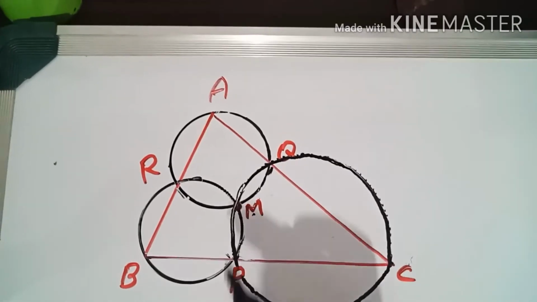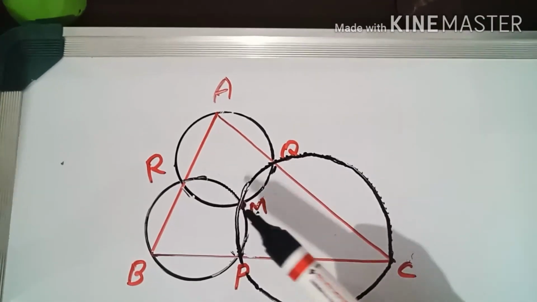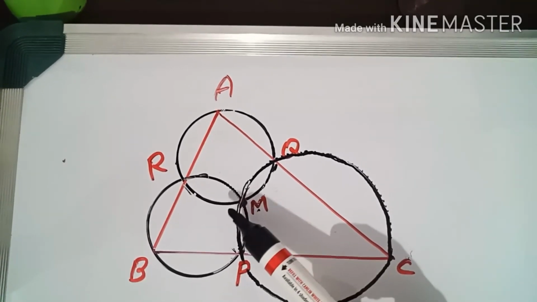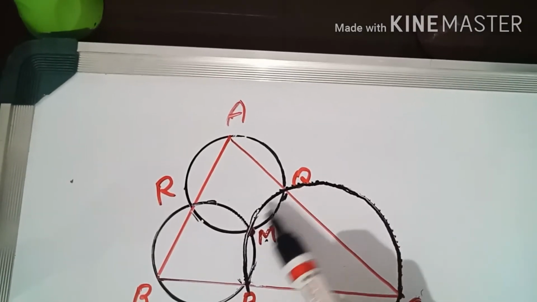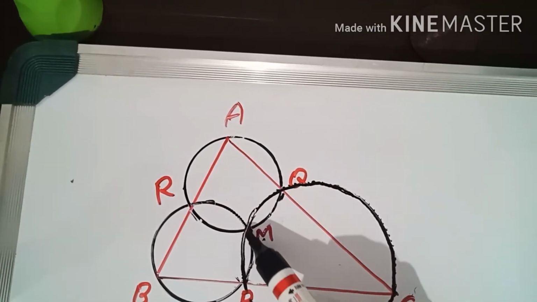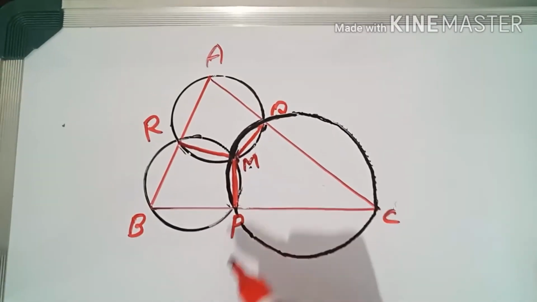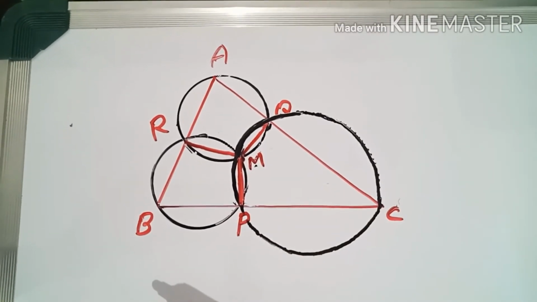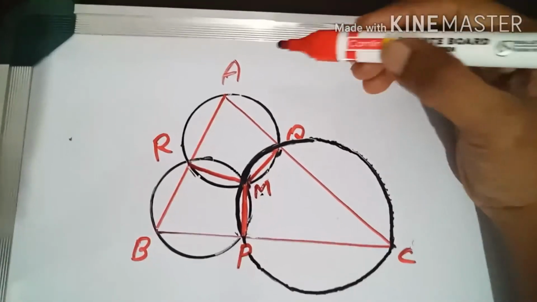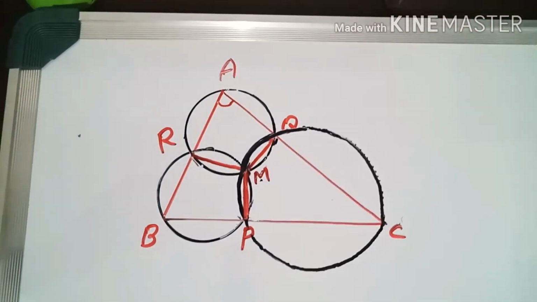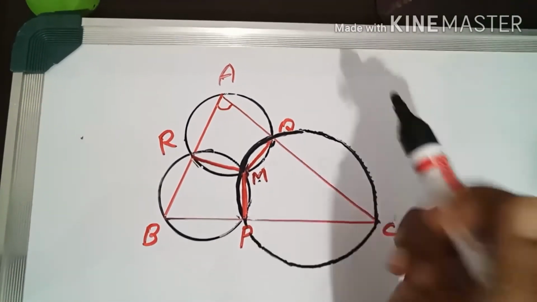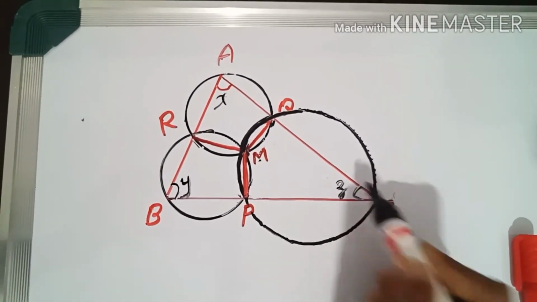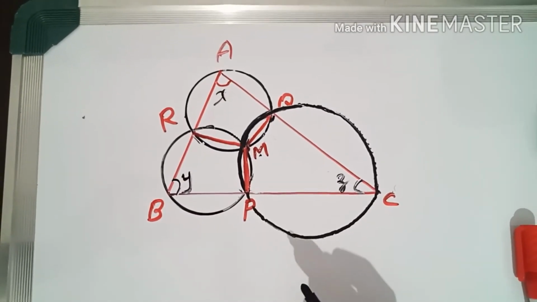Now we need to prove this M is a common point for all these three circles. So for that, let's join R to M, M to Q and M to P. Like this: MR, MQ, then MP. Now, let's consider angle A as x degree, angle B as y degree, and angle C as z degree. These three angles x, y, z.